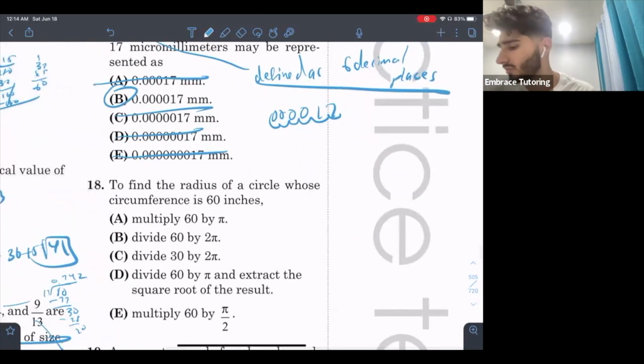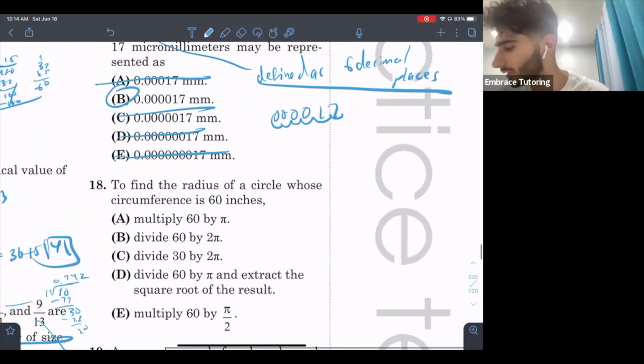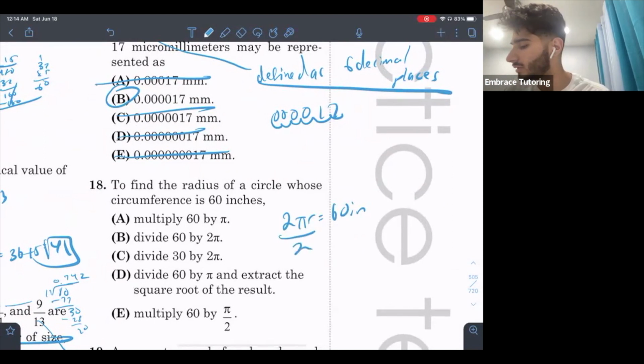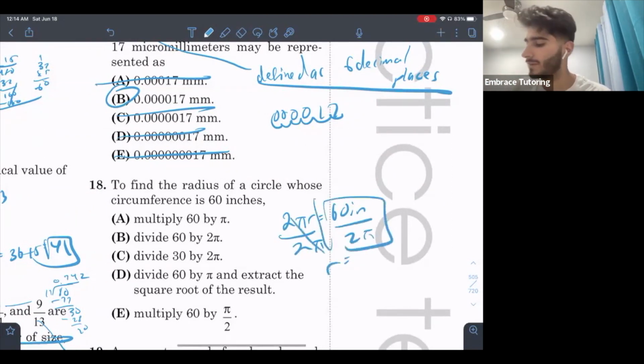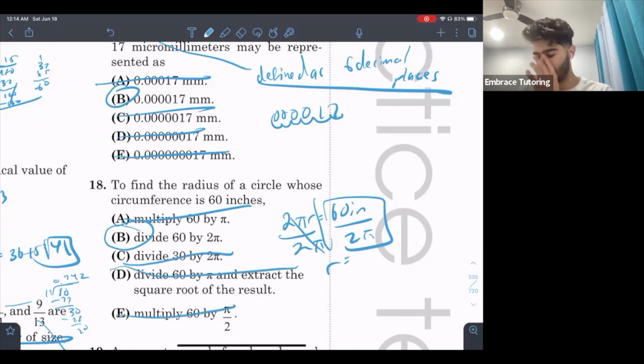18. Find the radius of a circle whose circumference is 60 inches. Sorry, circumference is 2 pi r, which is equal to 60 inches. What you could do is divide it by 2 pi to get the radius. So you would do 60 divided by 2 pi. Choice B is the correct answer. It won't be multiplying 60 by pi, and dividing 30 by 2 pi does not make sense either.